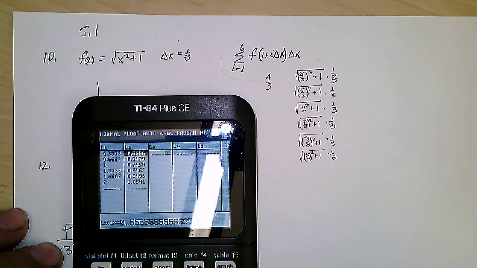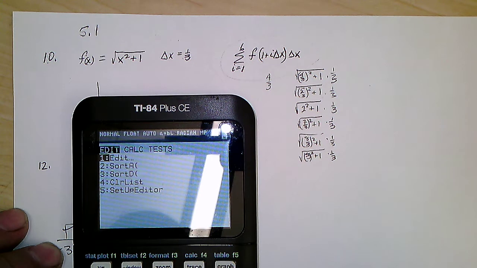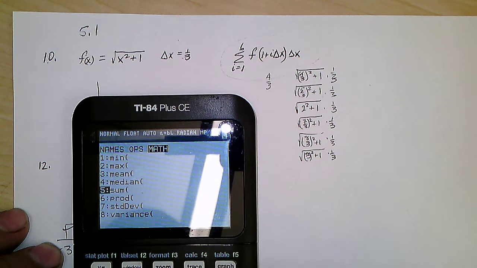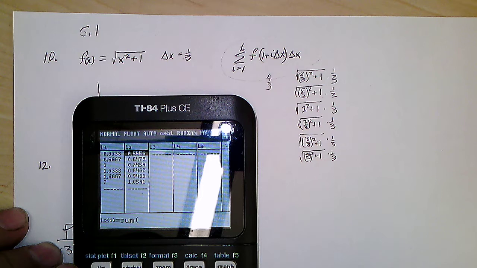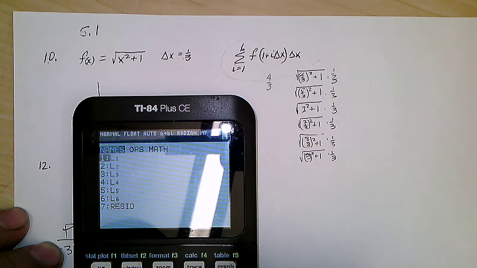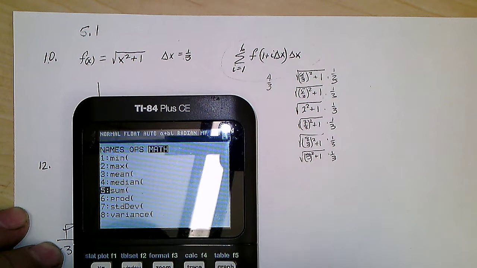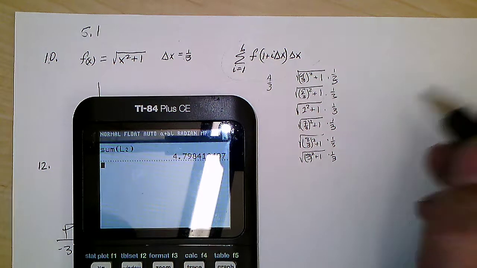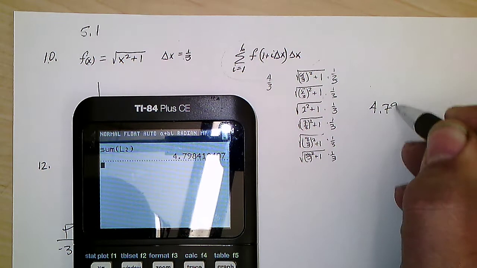So I'm going to go to the second list, operations math, and I'm going to find the sum of, oops, I don't want to put it in there. Clear that. Going to quit this and go to list, second list, math, sum of list 2. And so the answer to this problem is 4.798.